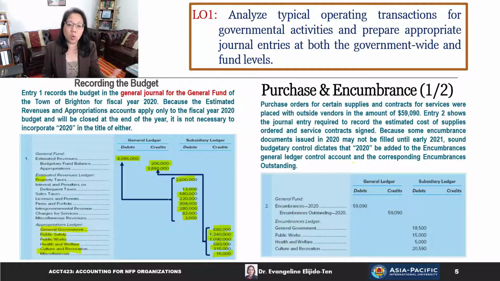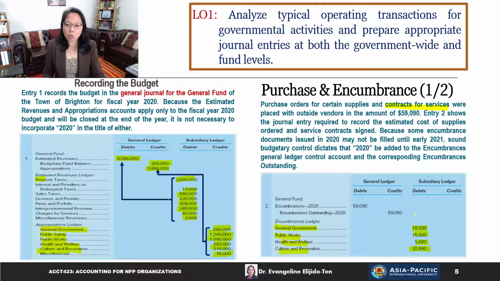We would normally also be given how much of the contracts for supplies entered into pertain to the different government services. So general government is 18,500, public works 15,000, health and welfare 5,000, and culture and recreation is 20,590.